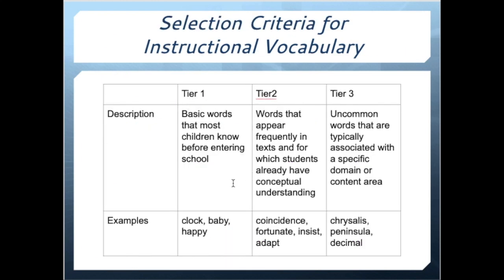So Tier 1 words are basic words that most children know before entering school: clock, baby, happy. Tier 2 words are words that appear frequently in text, which students have conceptual understanding of: coincidence, fortunate, insist, adapt. Tier 3 are uncommon words that are typically associated with a specific domain: chrysalis, peninsula, decimal.